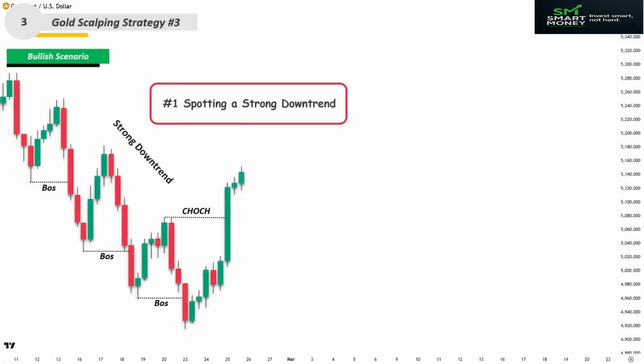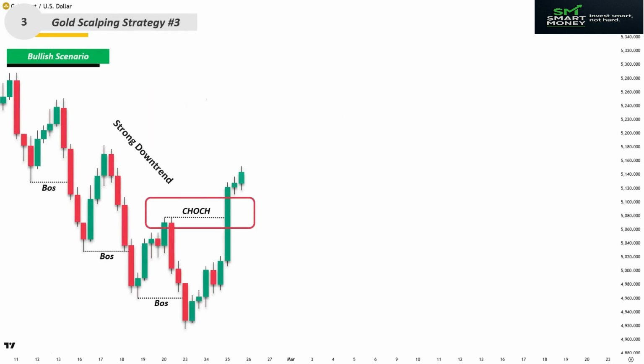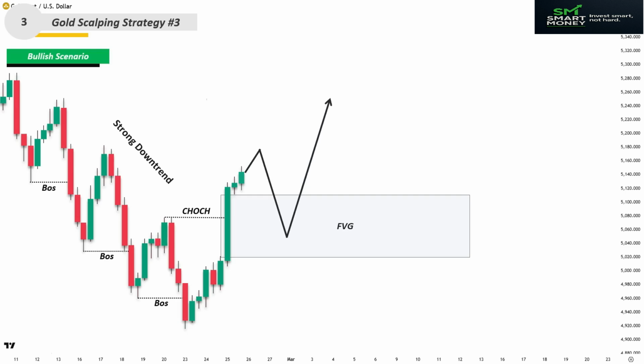Once that is confirmed, the next thing you need to look for is a higher time frame change of character. So, if price breaks and closes above the most recent break of structure high of a strong downtrend, it signals a bullish change of character, suggesting that sellers are losing control and the market may be preparing to shift direction. Now, once this market structure shift is confirmed and we expect the price to move higher, the next step is to look for a buying opportunity. At this stage, we focus on identifying a bullish fair value gap that forms within the change of character leg.